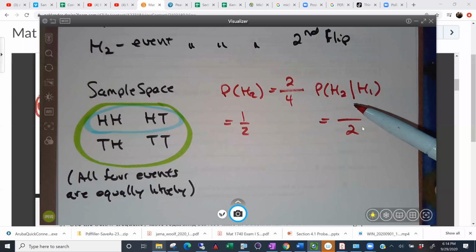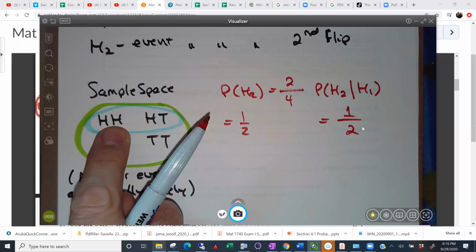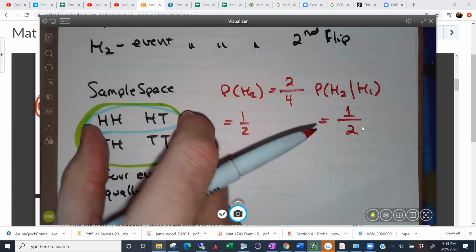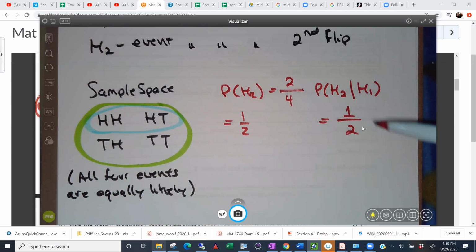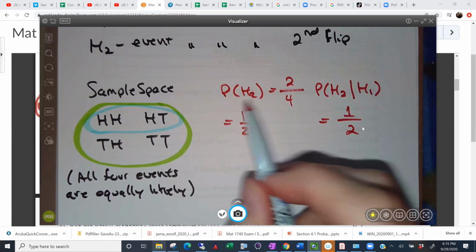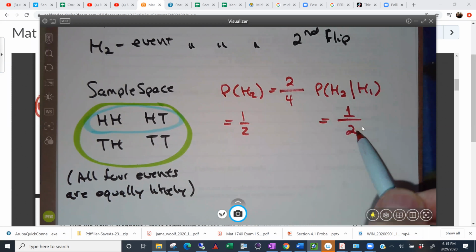How many ways are there in our new sample space to get a head on the second flip? 1. Well, that's a head on the second flip, that's a tail on the second flip. So there's really only one way out of the 2 points in my sample space that you can get a head on the second flip. So, wow. Did knowing what happened with H1 affect the probability of H2? No, it's still 50-50, right?